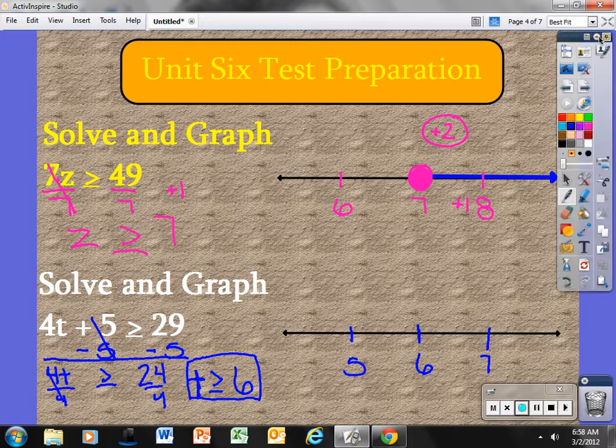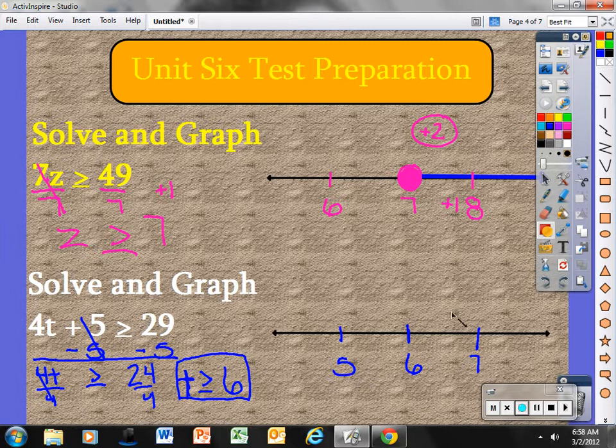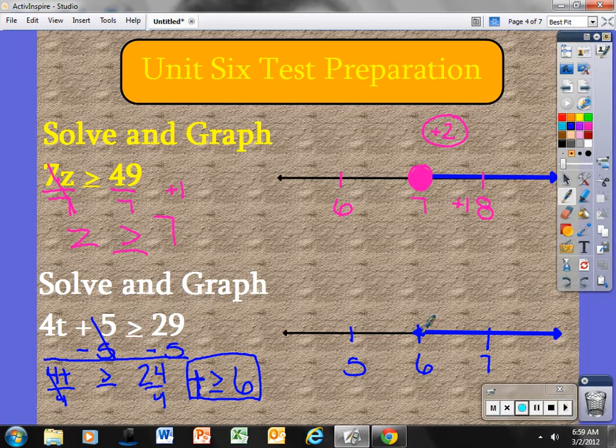I now determine, am I going to the right or to the left? T is greater than or equal to 6. Numbers that are greater than 6 or equal to 6 must go to the right. Now I must determine, is this an open circle or closed circle? Greater than or equal to. Well, that means 6 is part of the solution set, so it's going to be a closed circle.